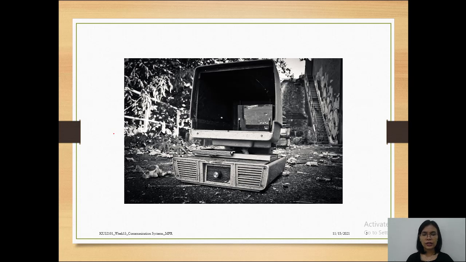Alright, if you see this picture, this is actually a very old-fashioned way of communication, I would say. If you see over here, it's hollow and very old. But I think during its era, during the time when this was used, this one was a star of the communication system.